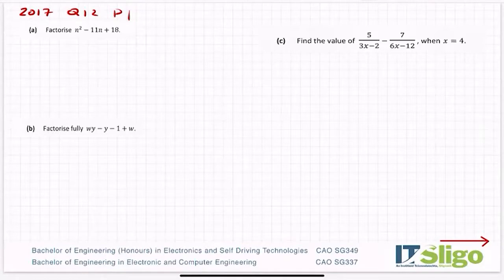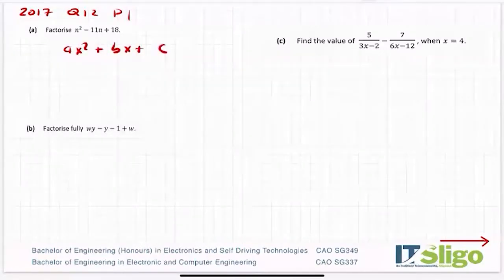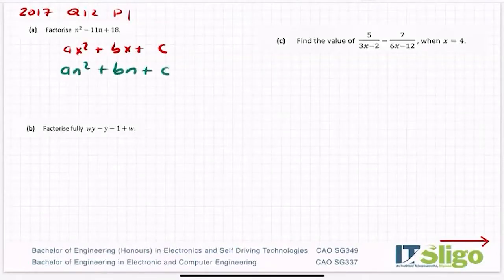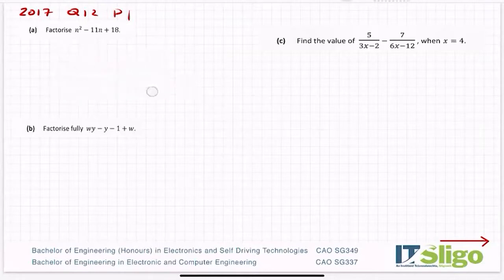Difference of 2 squares. It's not that because that has 2 terms. It's not grouping because that has 4 terms. It is a quadratic. Even though a quadratic is normally ax squared plus bx plus c, the letter doesn't matter. So it's perfectly okay to go an squared plus bn plus c, or a p squared plus bp plus c. You're just looking for a squared term, a non-squared term, and a number on its own.